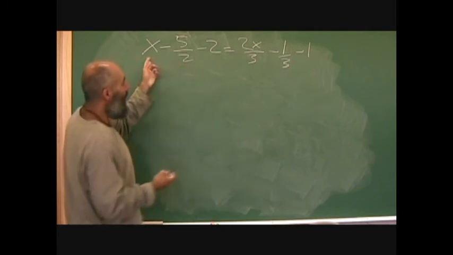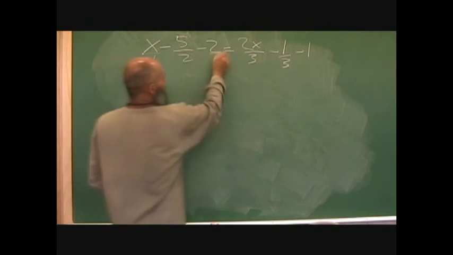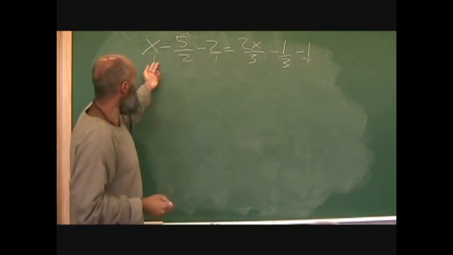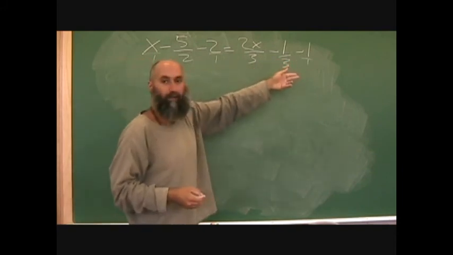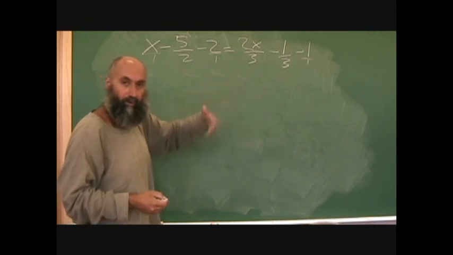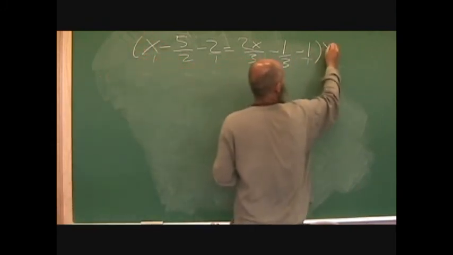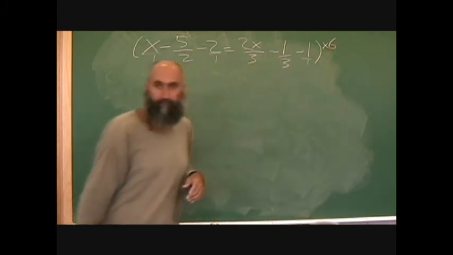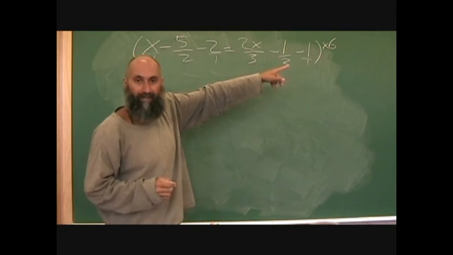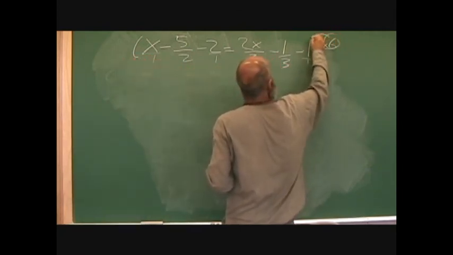So for example, anything that's not a fraction is over 1, right? So that's over 1, that's over 1, and that's over 1. Now what's the common denominator between 1, 2, 1, 3, 3, and 1? Well, that's just going to be 6. So what you're going to do is multiply this whole equation by 6. Okay? So when you multiply this whole equation by 6, 6 multiplies every term here.